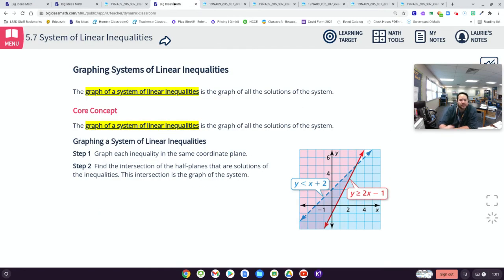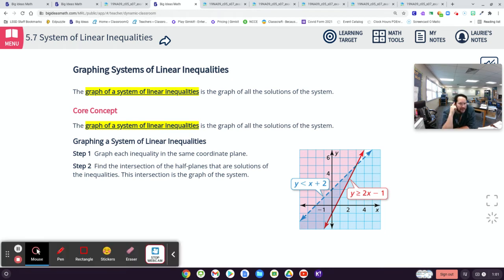Okay, so when you're graphing a system of linear inequalities, you're going to graph one of them. Here's the thing, though. Shade it really lightly, okay? So let's say you're going to graph y is less than x plus 2. You have the dotted line that matches this equation, and it's going to be shaded below. It's this blue shading here. And then you have this other one, y is greater than or equal to 2x minus 1. That's this red one, and this one's going to be shaded above.